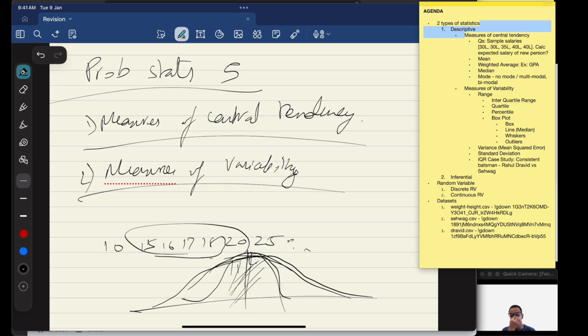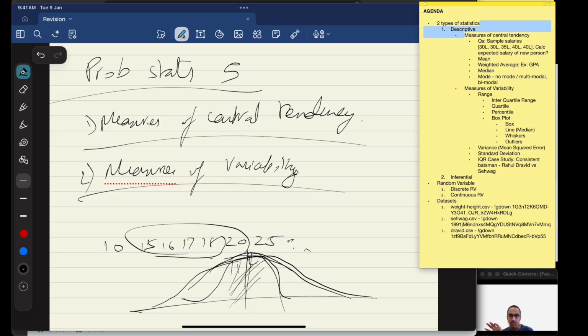You can find the center using mean, median, and mode. You can even find that through weighted average. You can use weighted average for both descriptive and inferential as well, but in this class we'll be looking at it in the descriptive measure, where it simply is there to summarize our data.